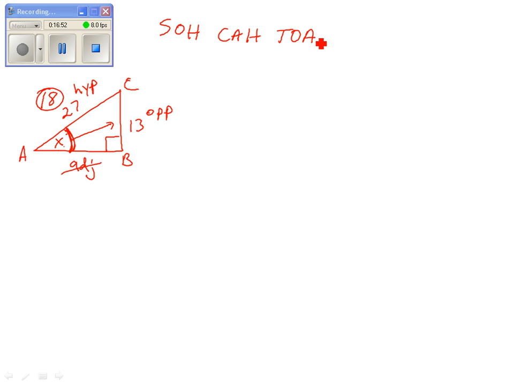Well, this time we care about the hypotenuse and the opposite leg. Well, that's the sine. So when we set up our equation, we write sine, and it's always the angle next. Well, the angle this time is just x equals our ratio. Opposite over hypotenuse, so 13 over 27.